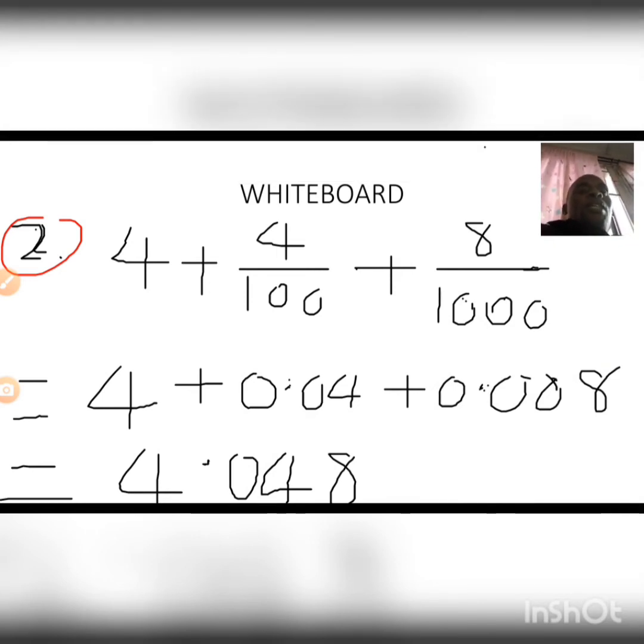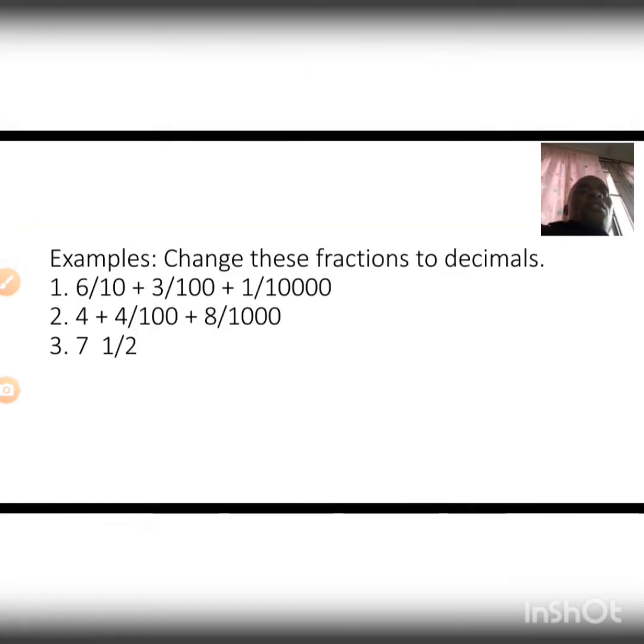All right. Now, we are going to try to solve the third question, which is the final question. The third question, which is the final question, we have a 7 whole number, 1 over 2. So we are going to try to change this to a decimal.